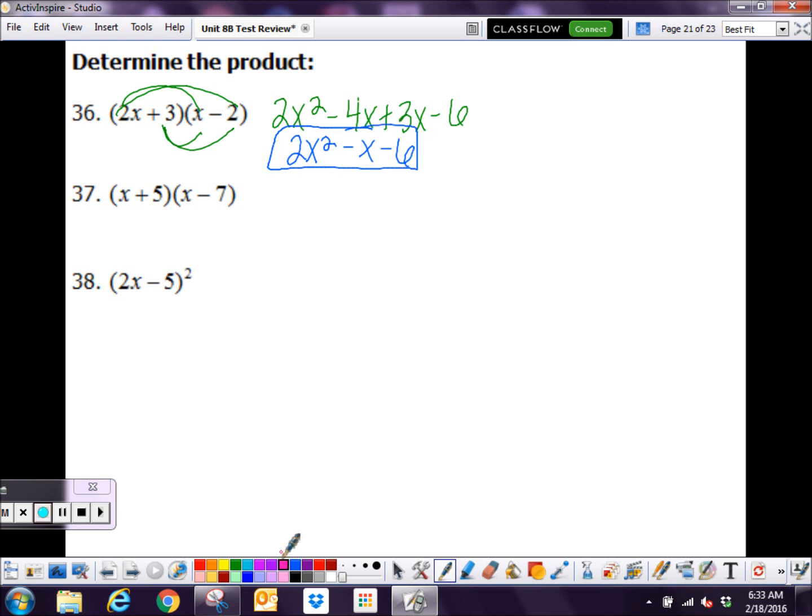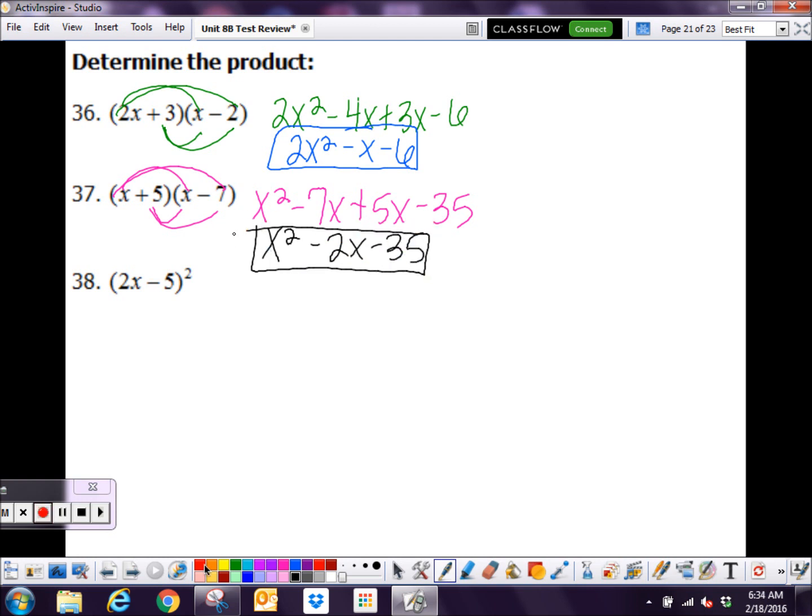37, x times x is x squared. X times negative 7 is minus 7x. The inside is 5x. And 5 times negative 7 is negative 35. If I combine these, I get x squared minus 2x minus 35.